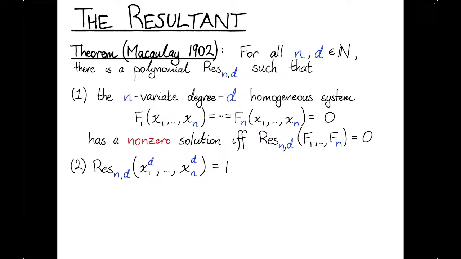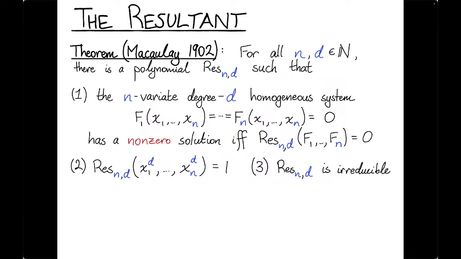There are many polynomials with this property, in fact, so we have to normalize. The resultant on the system x1 to the d through xn to the d is 1. This is like saying the determinant of the identity matrix is 1. And as a formal polynomial, the resultant must be irreducible.